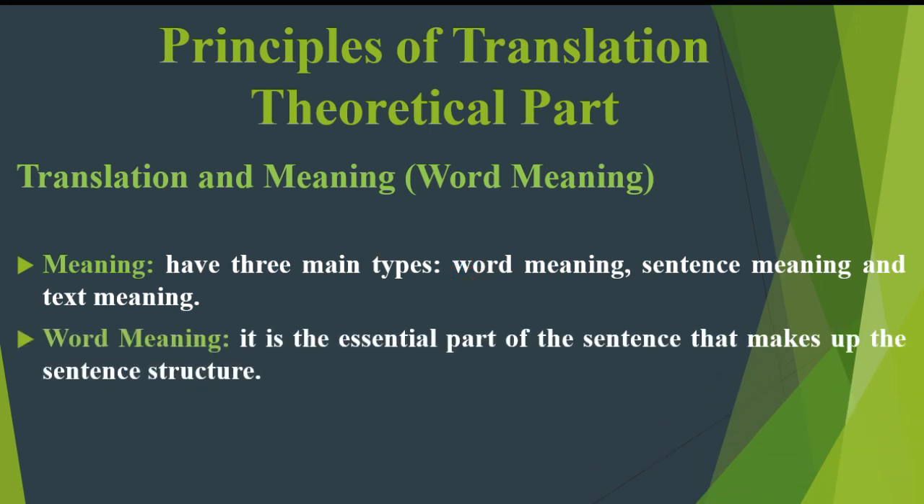Word meaning. Now we will discuss just the word meaning, the first part of the three main types of meaning. Word meaning is the essential part of the sentence that makes up sentence structure. That means this is the main part of the sentence that forms the sentence structure.